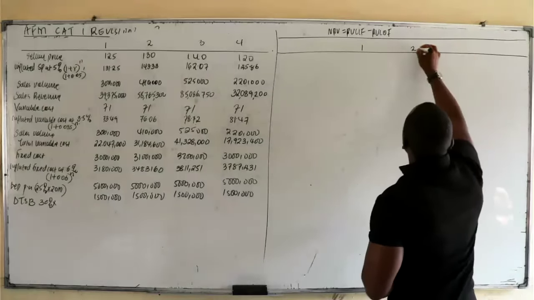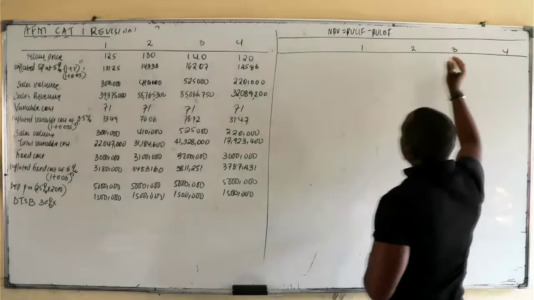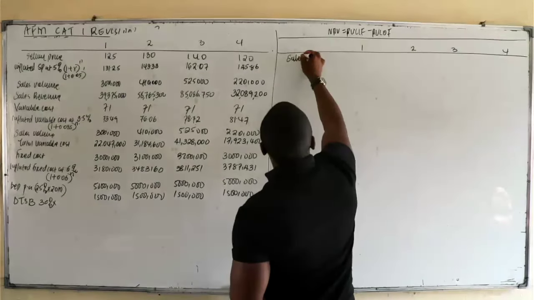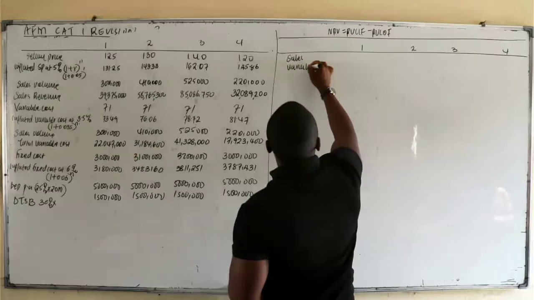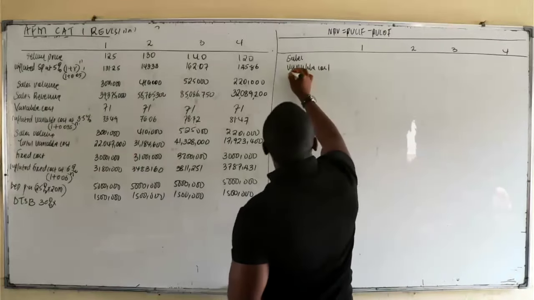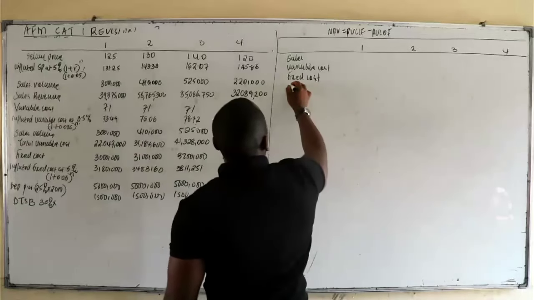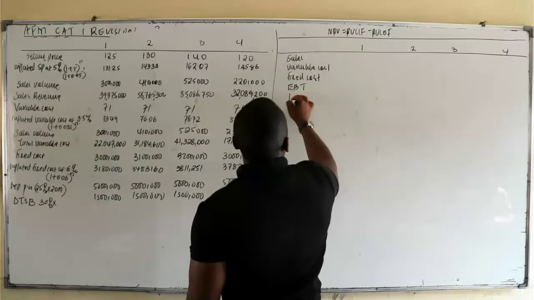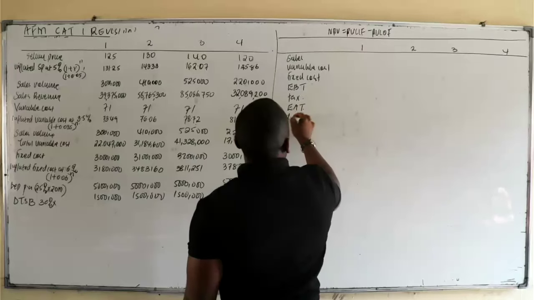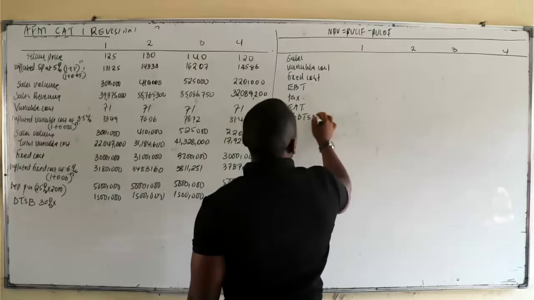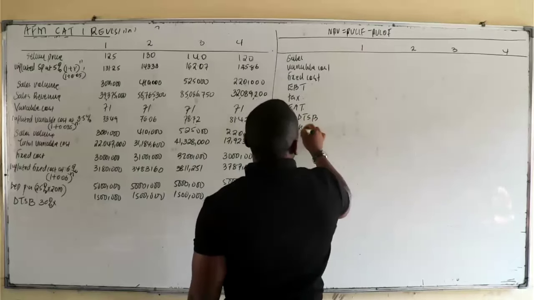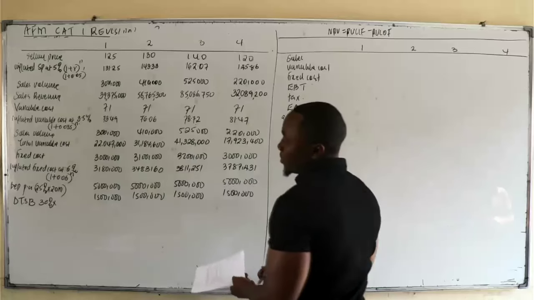Year 1, year 2, year 3, year 4. You take the sales, we raise the variable cost, we raise the fixed cost, and that's how you get the earning before tax. We tax, we get earnings after tax, then we add depreciation tax benefit, and that's how we get our cash flows. Simple.